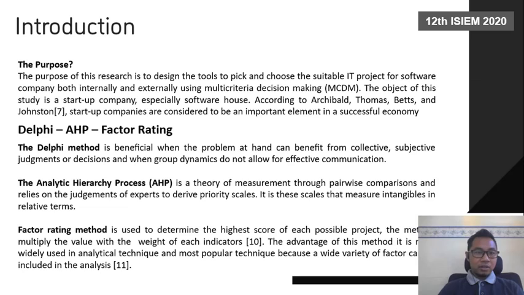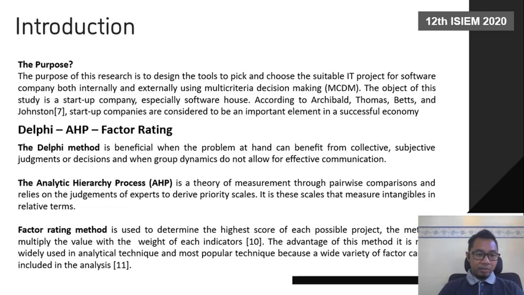There are several tools used in this research. First, DLP, AHP, and factor rating. The DLP method is beneficial when the problem at hand can benefit from collective, subjective judgment or decision and when group dynamics do not allow for effective communication. And the analytical hierarchy process is a theory of measurement through pairwise comparison and relies on the judgment of experts to derive priority scales, scales that measure intangibles in relative terms.